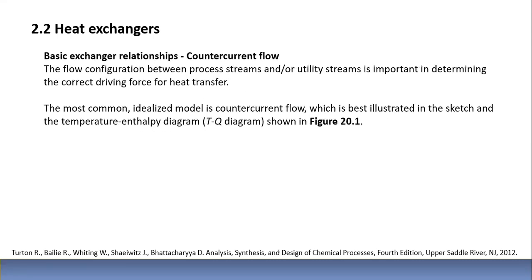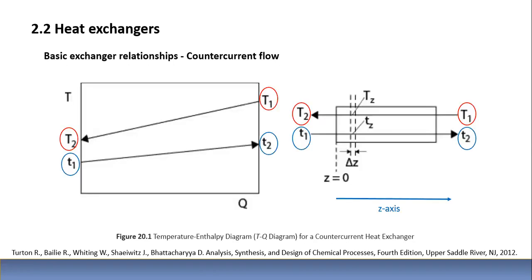Basic relationships, counter-current flow. The flow configuration between process streams and/or utility streams is important in determining the correct driving force for heat transfer. The most common idealized model is counter-current flow, which is best illustrated in the sketch and the temperature-enthalpy diagram shown in figure 21, as we see here. So in here, we see that one of the streams is coming on one side of the exchanger and leaving on the other side of the exchanger.